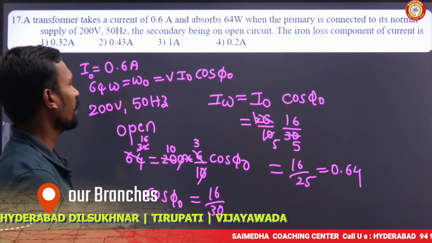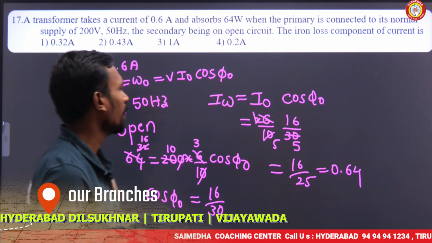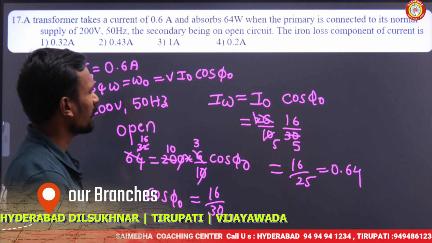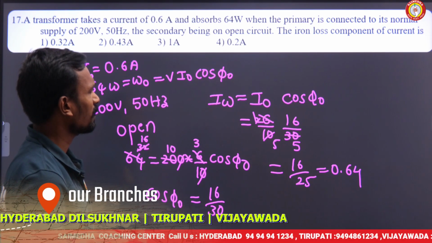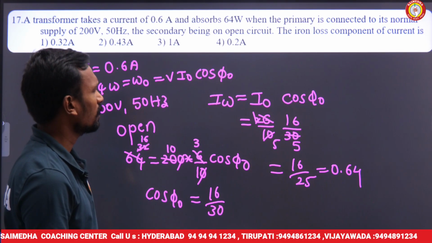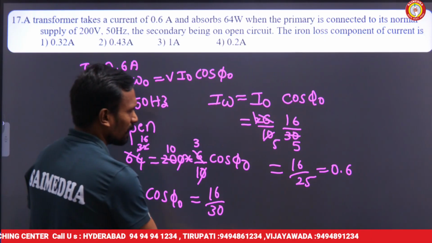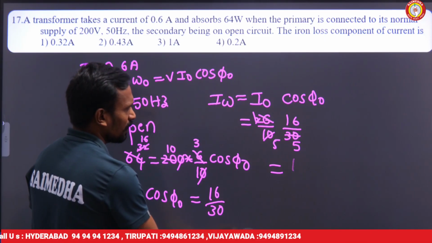I think the iron loss component is 0.64. Any mistake is there? A small mistake is there, sir. Let's see here.